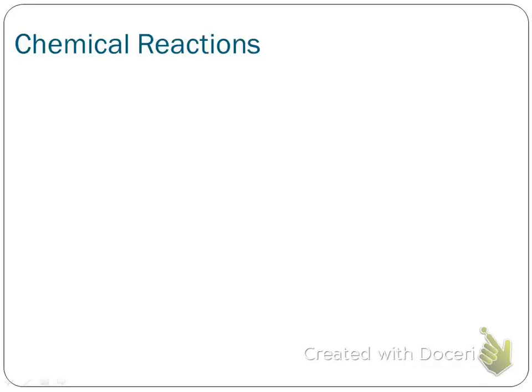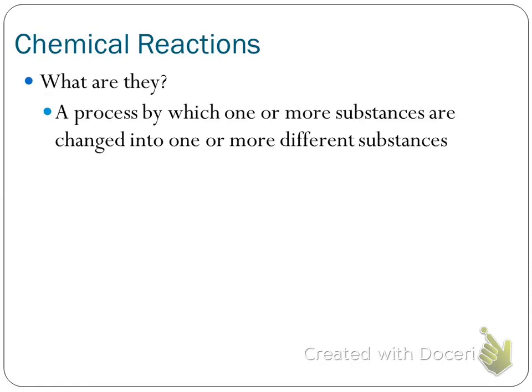Okay, so a chemical reaction. Can someone describe to me a chemical reaction first? What has to happen in a chemical reaction? Very good. You end up with something different, okay? A chemical reaction is when a process or one or more substances get changed into one or more different substances. Okay, that's the basic definition of a chemical reaction.